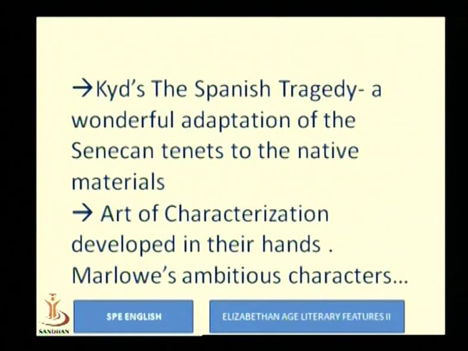You can have a look at Marlowe's characters. Christopher Marlowe, one of the university wits, wrote plays like Dr.